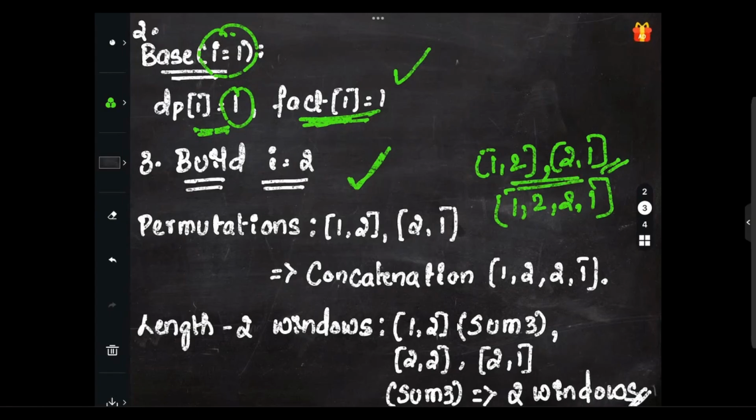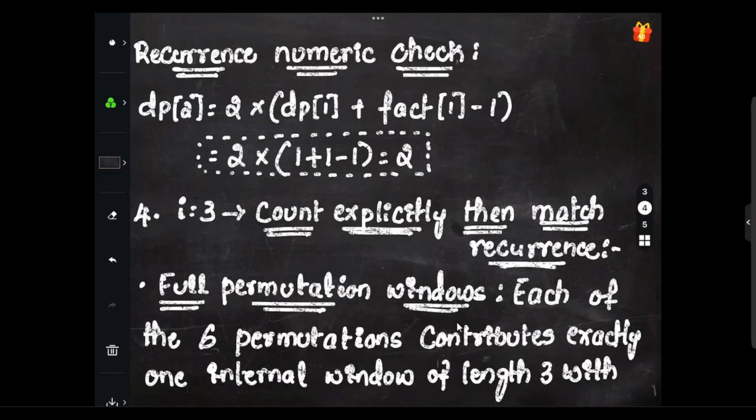The formula we went with, if you remember, is length minus 2 here, because I is 2. So we go with windows in the form of a sliding window. 1 2 has sum 3, 2 2 has sum 4... the windows are 1 2 with sum 3, and 2 1 with sum 3. So these are the two windows with sum 3. Just keep this in mind.